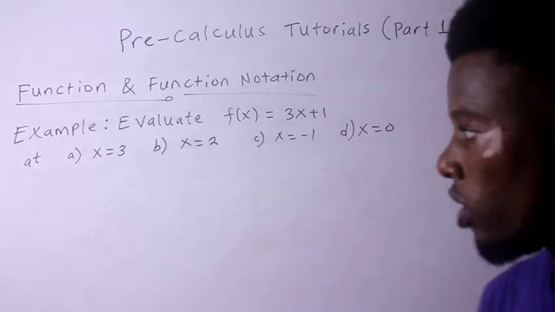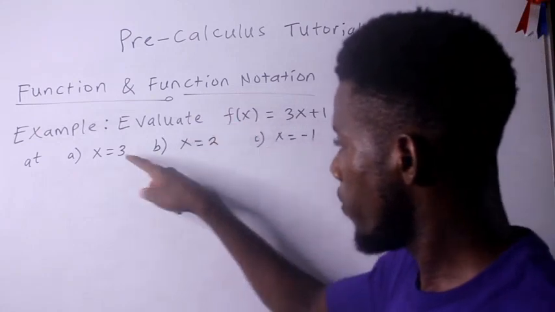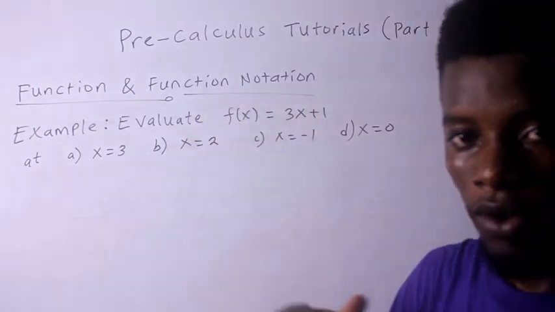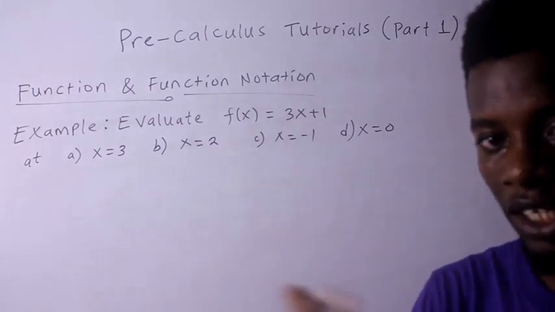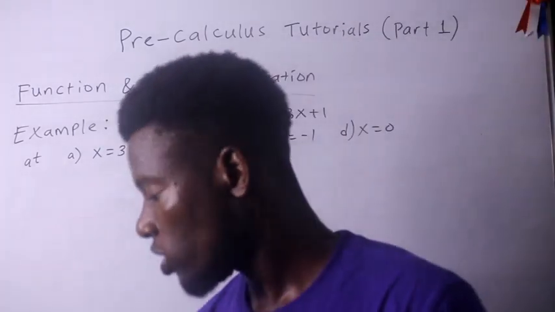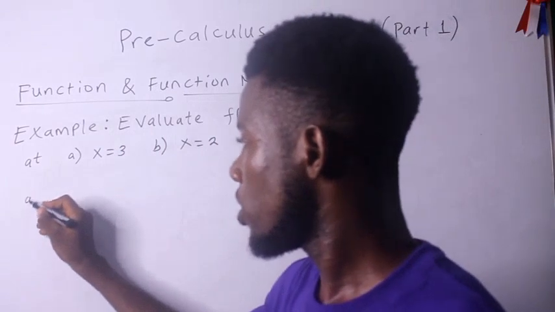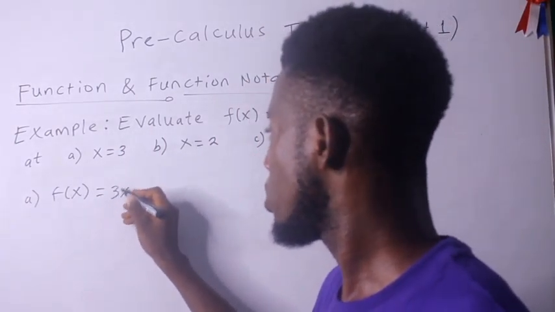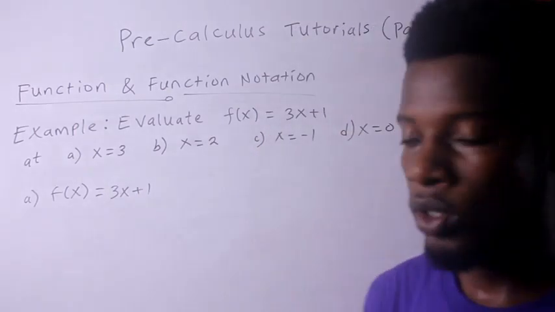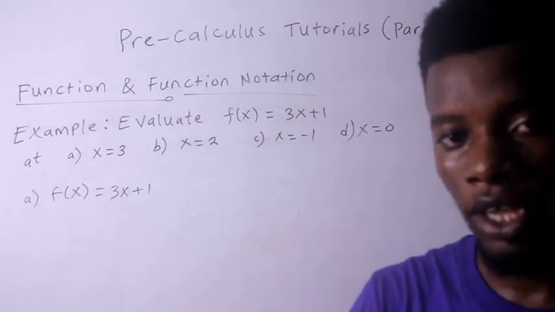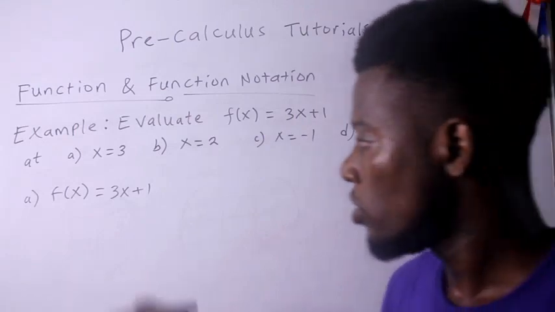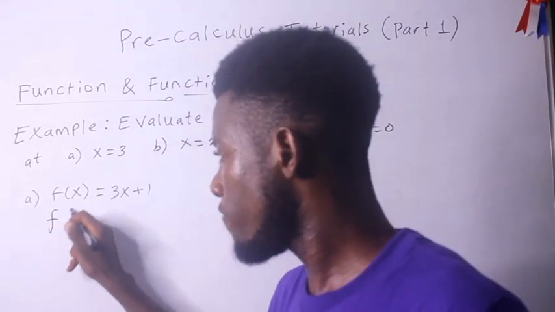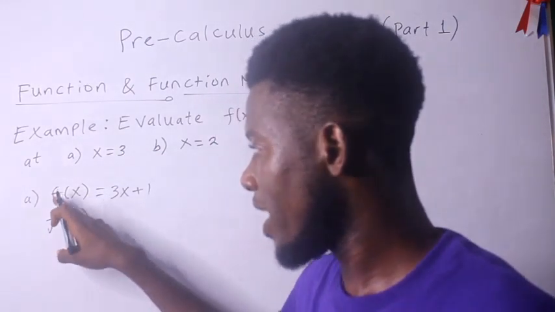Now at x equals 3, we can replace x within this equation. We can replace x with 3 and simplify the result. So the general function is f of x equals 3x plus 1. So you say this is the machine. We want to put 3 in the machine and see what the machine brings out. So just replace x with 3. You have f of 3. You read it as f of 3.